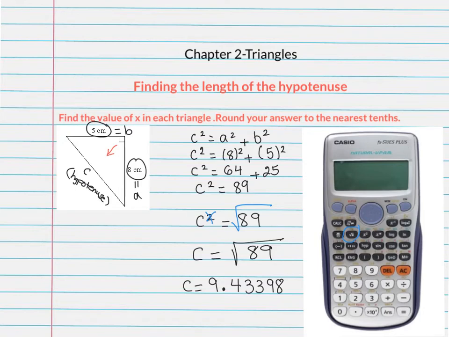9.43398. But look back at the question. The question says, round your answer to the nearest tenth. What does tenth mean? It means we need to write one number after the decimal point. We have to round it to one number after the decimal point. So the final answer would be C is equal to 9.4 centimeters because the measurements are given in centimeters. So finally, we were able to get that C is equal to 9.4 centimeters.